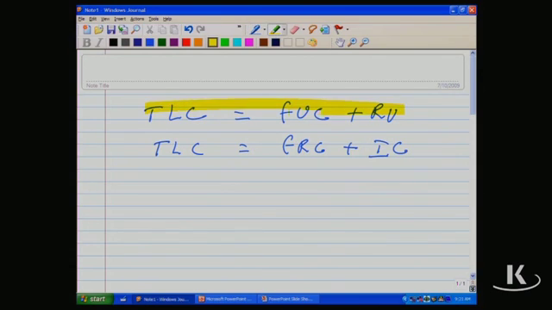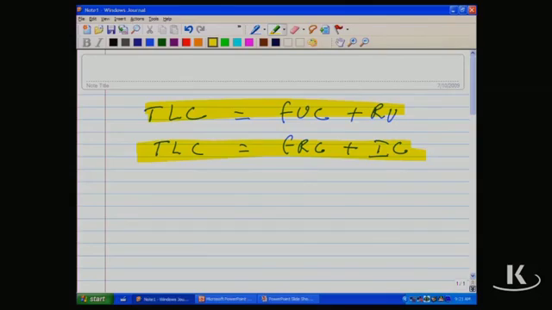Very often the exam will ask us to do a calculation of lung volumes. Very often maybe they will give us total lung capacity, maybe they will give us inspiratory capacity and other volumes, and then they will ask us what's the FRC in this patient. So it's worth our while to commit these two relationships to our memory.